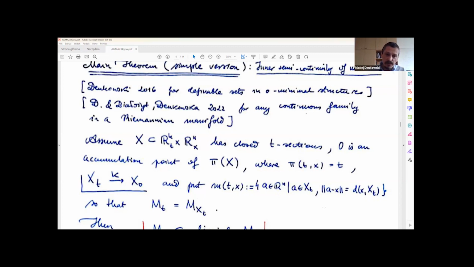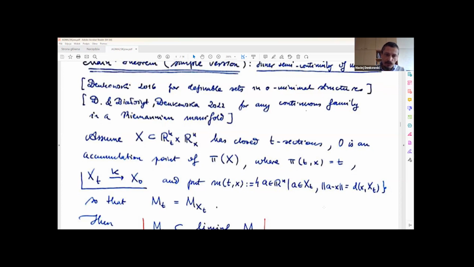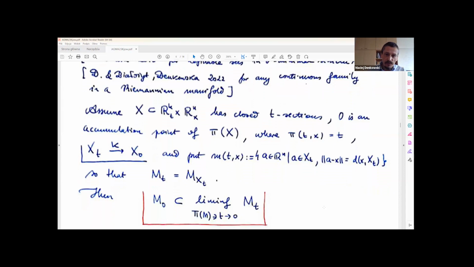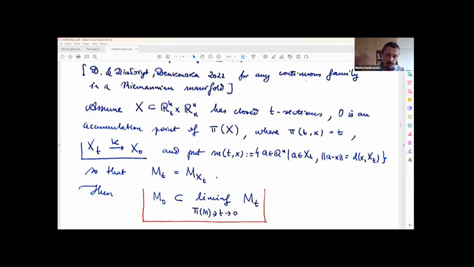Then we extended the result with Anna Denkowska to the case of conflict sets. I will speak of it in a moment. And then with my PhD student, we further carried this over to Riemannian manifolds and actually got rid of this definability assumption. So this is a general result, with no assumptions on the geometry of X actually.